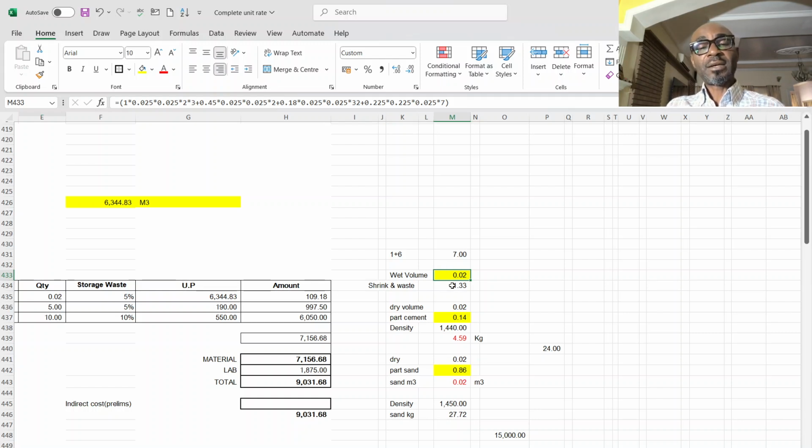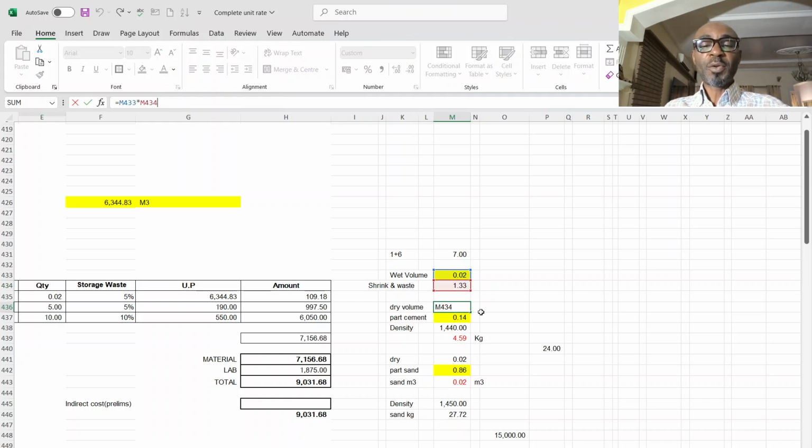We all know that once the mortar is not wet, it's bulk, and once you put water, it shrinks. So the percentage of shrinkage, the void and the wastage that will occur during the course of laying the blocks is 33%. So for me to get my dry volume, I multiply my wet volume by 1.3, which gives me my dry volume.